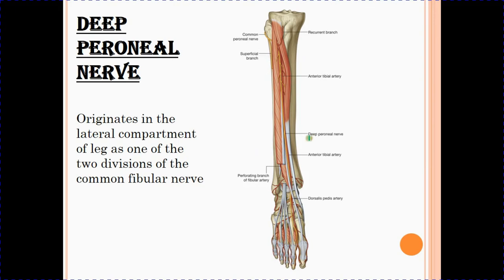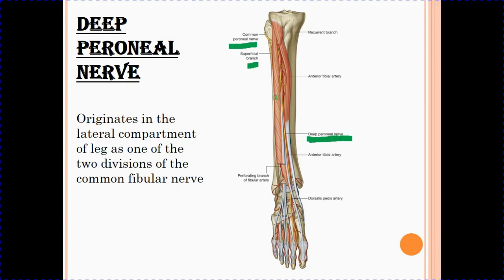The nerve of this compartment is the deep peroneal nerve. The deep peroneal nerve originates in the lateral compartment of the leg as one of the two divisions of the common peroneal or common fibular nerve. I told you that in the popliteal fossa, the sciatic nerve bifurcates or divides into two nerves, the common peroneal nerve and the tibial nerve. The common peroneal nerve further divides into two branches, a superficial branch and a deep peroneal nerve.